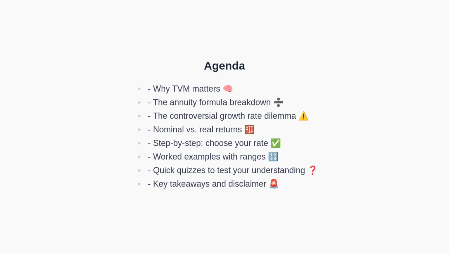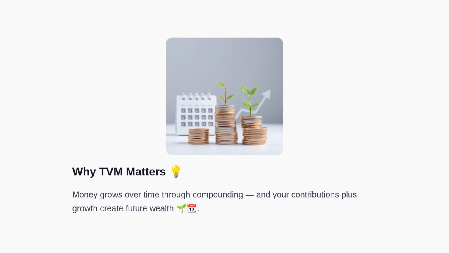Let's begin. The time value of money states that $1 today is worth more than $1 tomorrow, because it can be invested and grow. In retirement planning, what truly drives outcomes is a combination of consistent contributions and the growth those contributions earn over time through compounding. Therefore, understanding how to project that growth is essential.